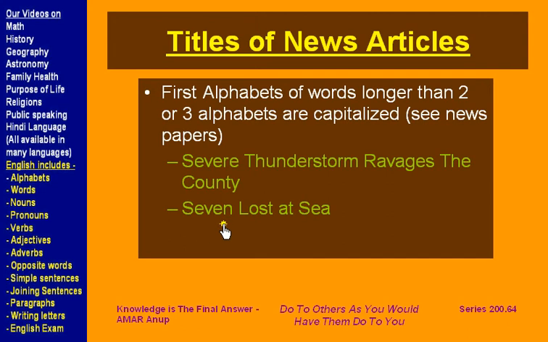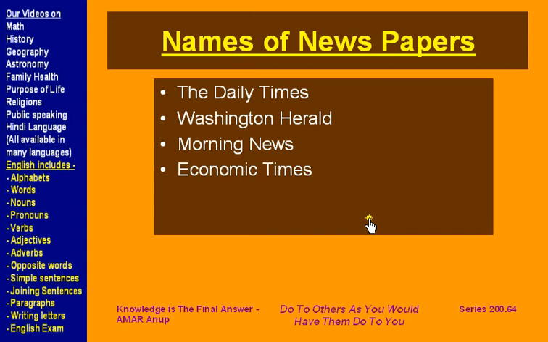Another news headline is 7 Lost at Sea. So again you see the first alphabets in all these words are capitalized except the two letter words. Two letter words and three letter words, there are different rules for them, but if two letter words are prepositions, is, am, then they are not capitalized. With three letter words, be consistent, either capitalize all three letter words or don't do any. You can't have one three-letter word capitalized and the other one not capitalized.